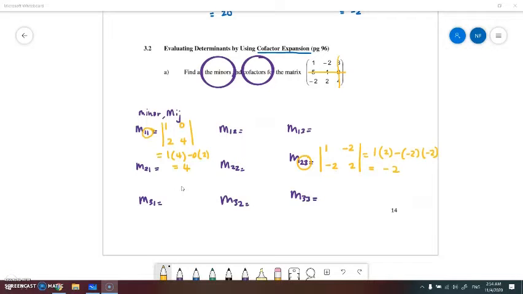Now, if you want to find the first row, second column, you get 5, 0, negative 2, 4. So you will get 20. Then you have to find all the minors using the same technique, and later you can find the cofactors.